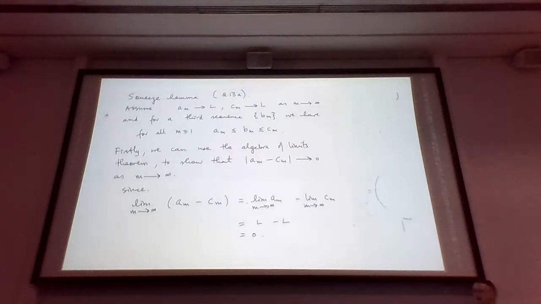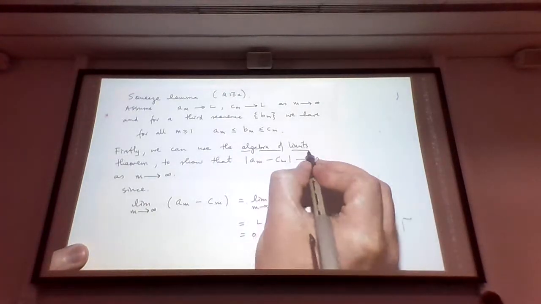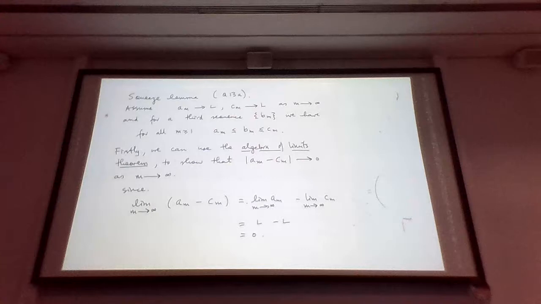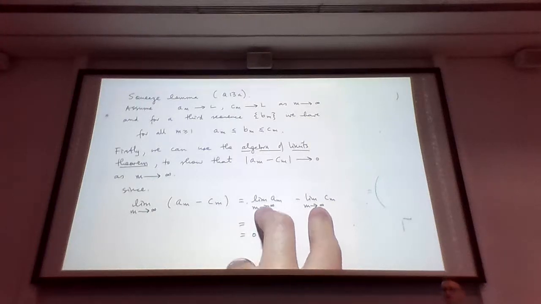Okay, that's not that astounding. If the am is convergent to L, the cm is convergent to L, it means the distance between am and cm has to be convergent to 0. It's pretty clear, but we can see it here as a nice use of the algebra of limits theorem. The limit of a linear combination is just equal to the same linear combination of the limits.